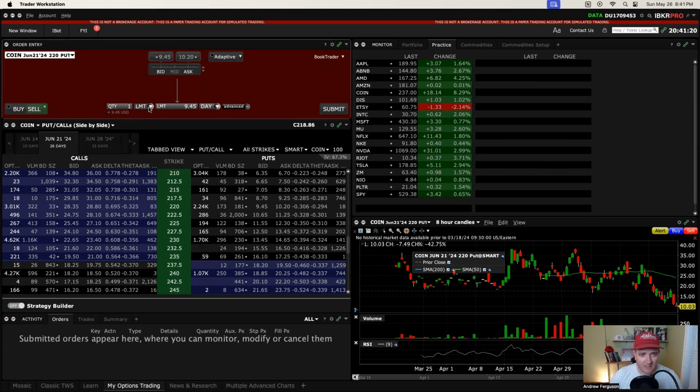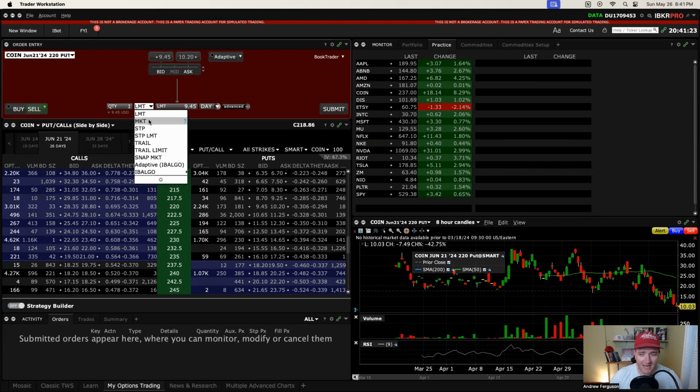Limit order, which means it's going to get filled at this limit price. Otherwise, it won't execute. You can do a market order if you wanted to. It's going to take the available price that the market is trading at for this option contract. I prefer to go limit. In my experience, it has been the best for me, but do so with what you want.